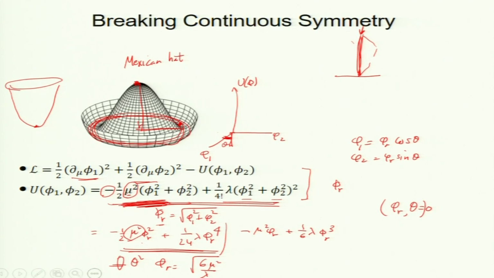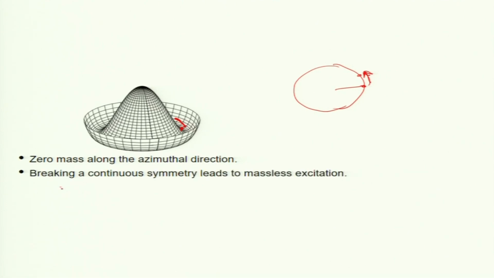So, what is the coefficient in front of theta squared? It is 0. That means the mass corresponding to this azimuthal rotation in the Lagrangian is 0. This is called zero mass along the azimuthal direction, and this is called the Goldstone mode. Breaking a continuous symmetry leads to a massless excitation.